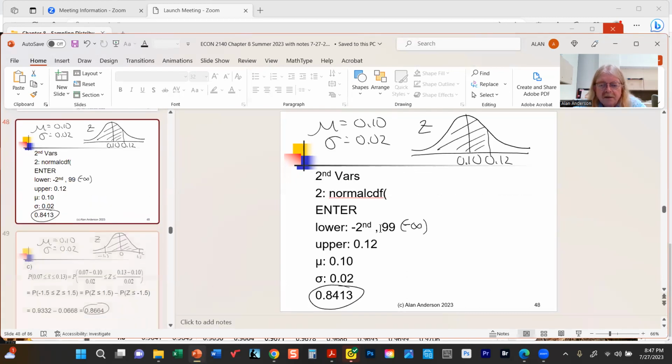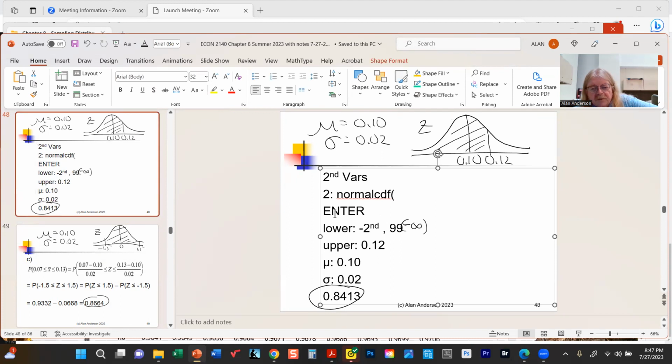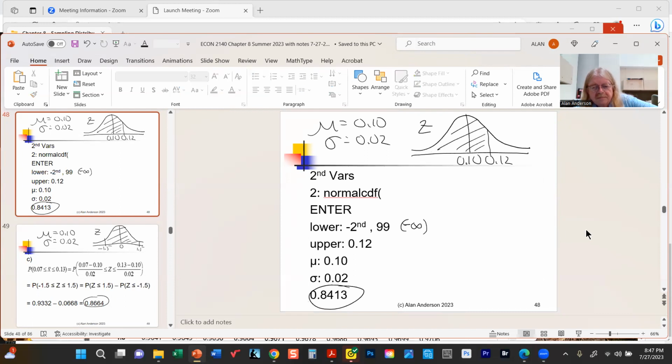For the calculator, we're looking at 12% up, down to -infinity. So the lower limit is -infinity or -2,99. The upper limit is 12%. These two are the same. Remember, these refer to X bar. This is the mean of X bar. This is the standard deviation of X bar. And once again, we have 84.13%.